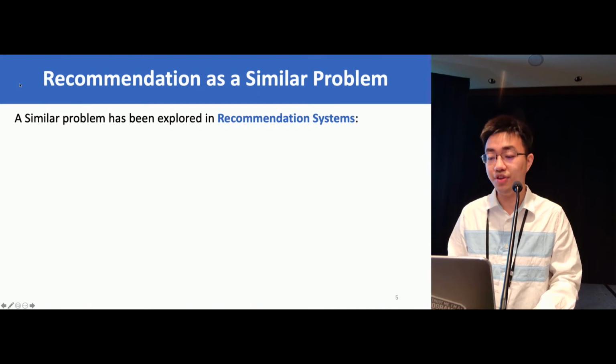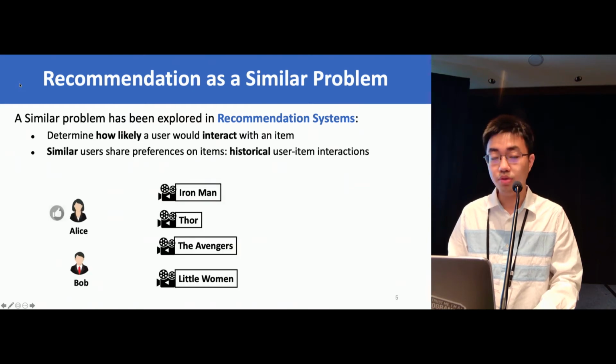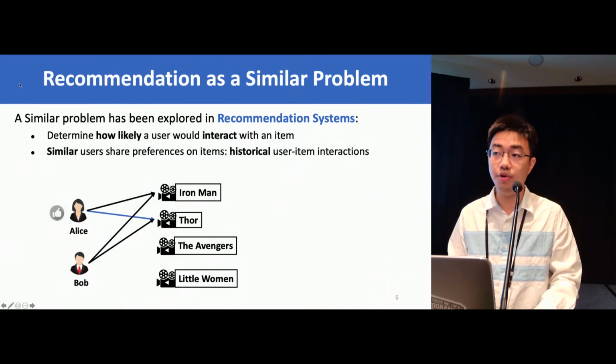This problem is similar to a recommendation task, where the primary goal is to determine how likely a user would interact with an item. Earlier recommendation systems comprehend user preferences by finding similar users using historical user-item interactions. To illustrate this idea, we use a movie recommendation scenario, where Alice is a target user for recommendation. Since both Alice and Bob have watched Iron Man, recommendation systems would consider these two users similar. And because Thor is Bob's favorite movie, recommendation systems would also recommend Thor to Alice because she is similar to Bob.